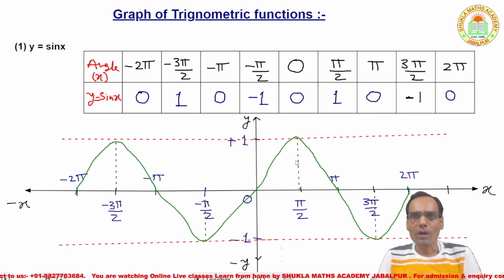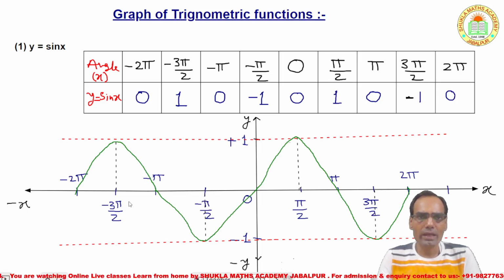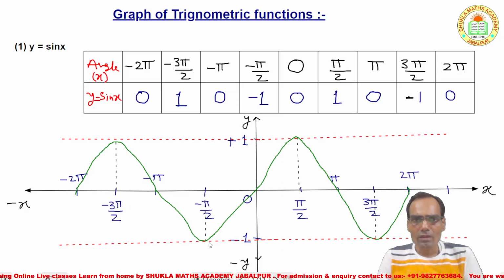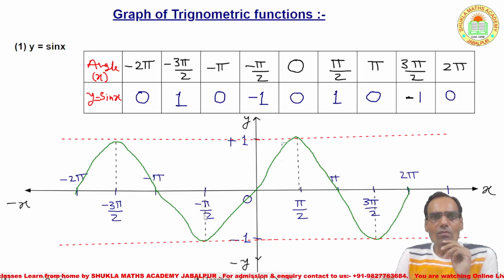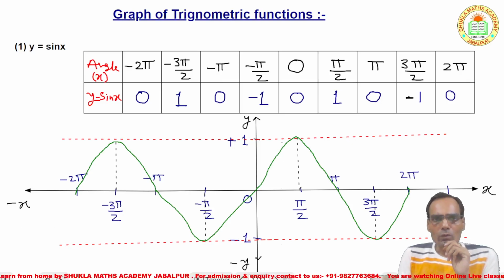The value of sin x is maximum, +1, at the point pi by 2, right? And minimum, it is -1, at the point minus pi by 2.